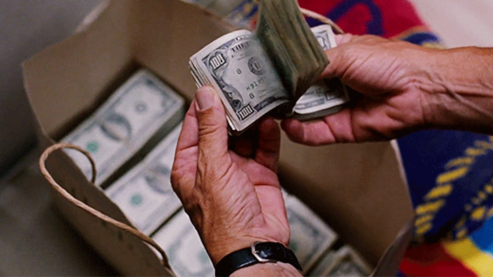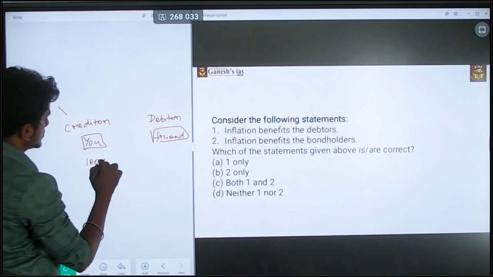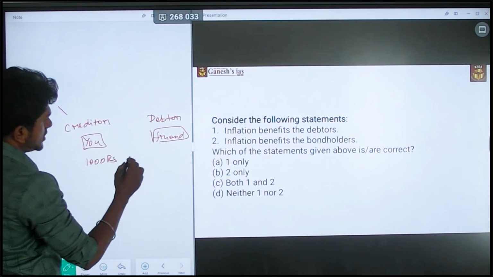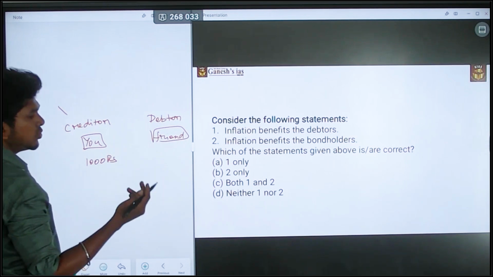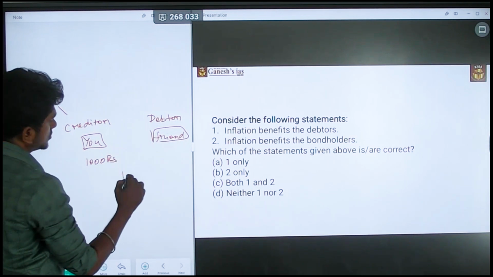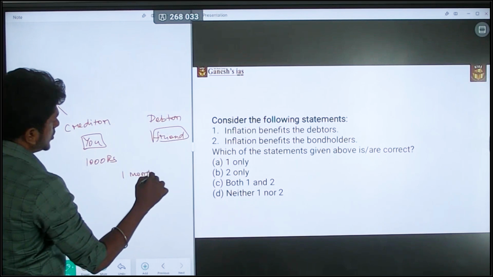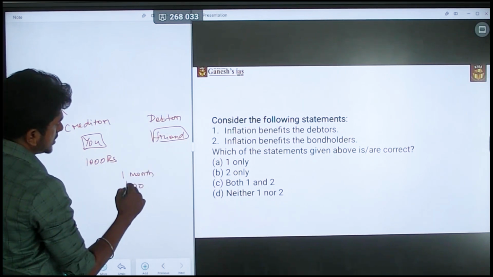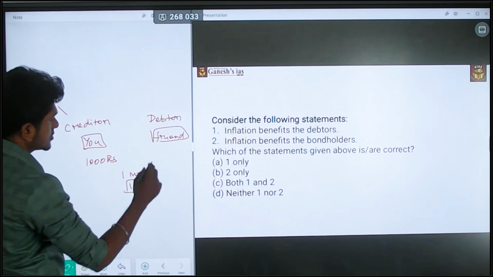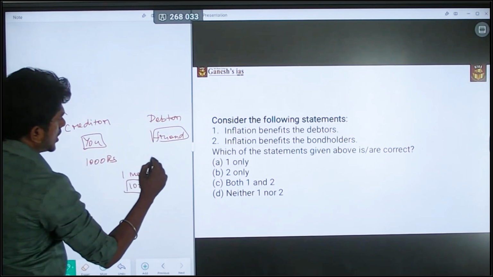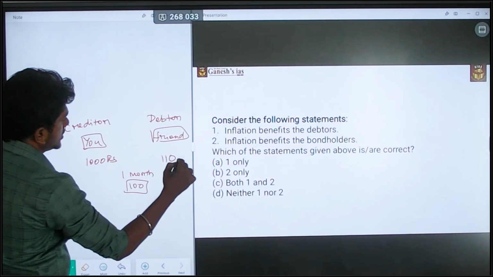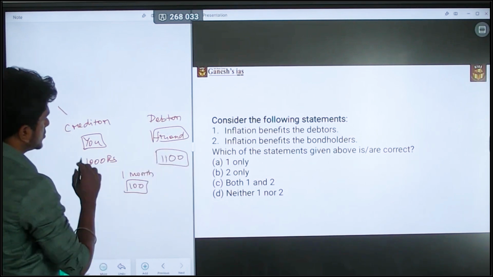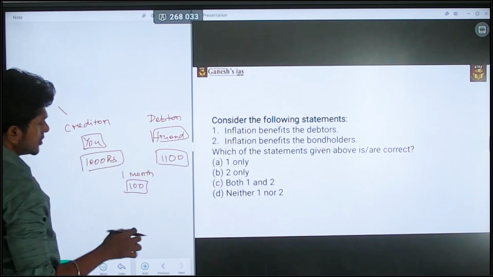Your friend is asking for 1,000 rupees, and he is saying that within 1 month, I will return it. 1 month is the maturity time. And while returning it, I will give you an interest of 10%, which is 100 rupees. So after 1 month, what you are going to get is 1,100 rupees. So this is the thing.